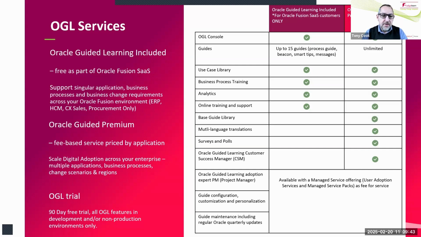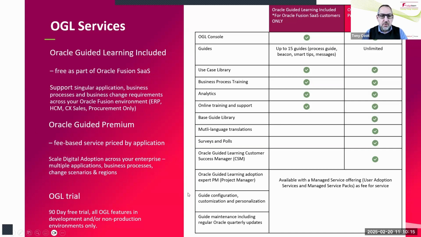But obviously with Premium, you get all the base guides that Oracle provides. You're able to translate. You can provide surveys and polls, and you also get access to customer success managers from Oracle as well. And on top of that, you can then either work with Oracle or someone like ourselves to implement that, provide a managed service for you on an ongoing basis, or you can do that yourself. So that's the differences between the two.